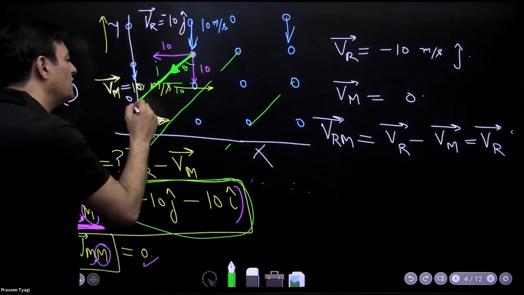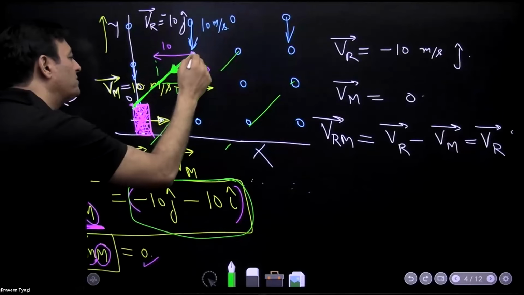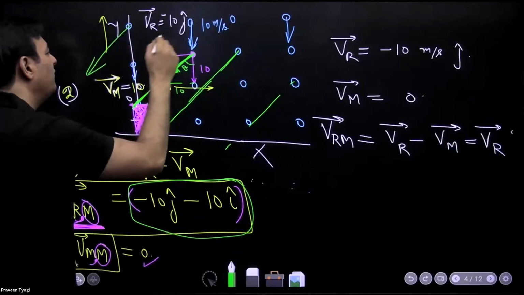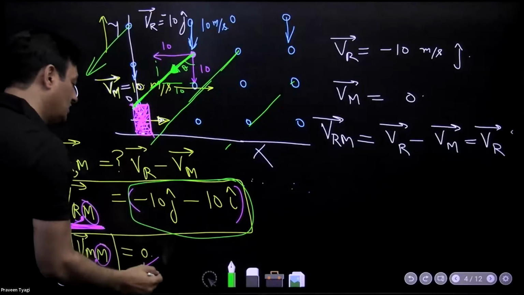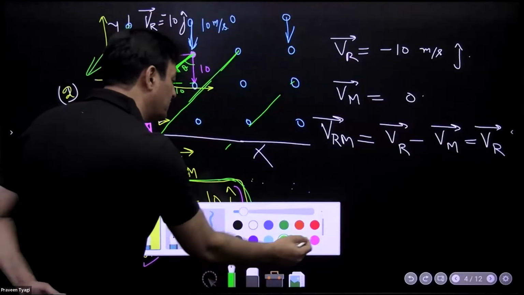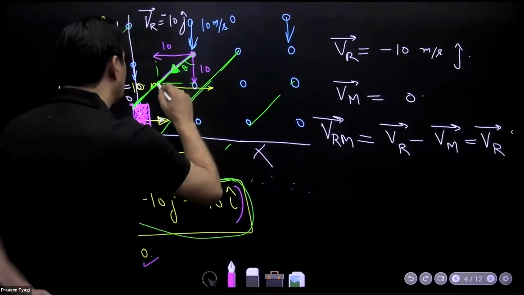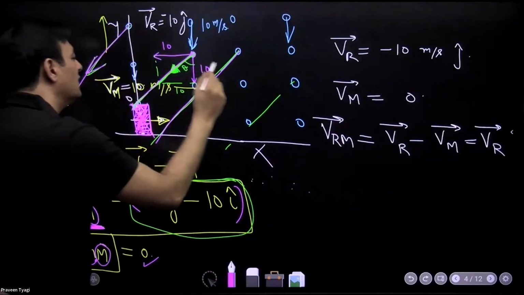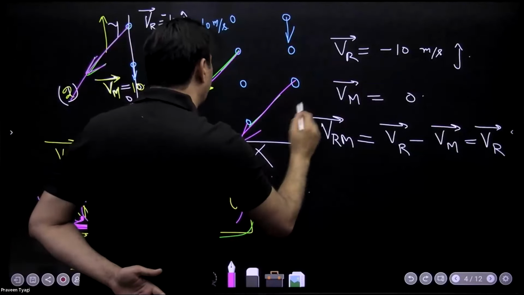How many of you just understood this? Okay, raindrops will appear to be falling like this to this man, and he will feel he is at rest. So this is his perspective of the whole situation. So he feels raindrops are coming like this at an angle of 45 degrees, and we will learn how to calculate this 45 degrees and all.